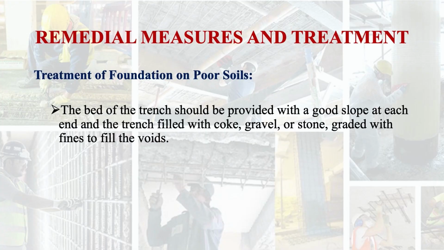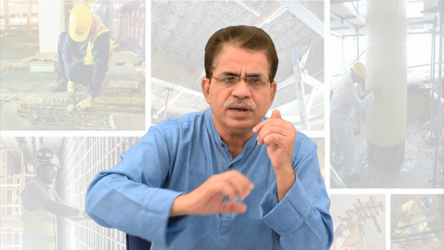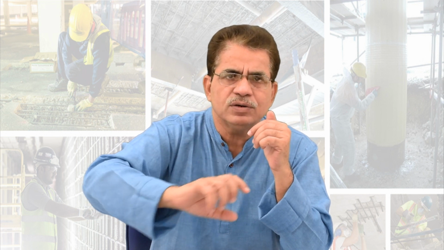So if you can do that, you can ensure that dampness will not enter into the building. The bed of the trench should be provided with a good slope at each end and the trench filled with coke, gravel or stone graded with fines to fill the voids. An open jointed land drain may be laid at the bottom to collect and drain out the subsoil water.